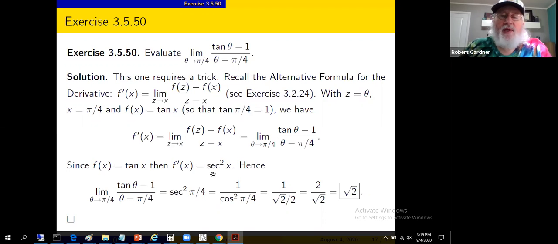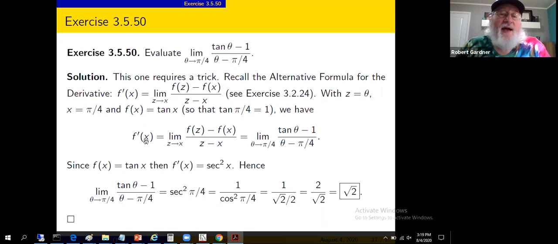Derivative of tangent, that was secant squared. Get these in your head because you're going to use them a lot. If you'll do the homework, you won't be able to avoid getting these in your head because you're going to use them so much. But yeah, the derivative of tangent is secant squared. Okay, so we've got secant squared x, and what was x in our choice? Pi over 4. So this limit must equal secant squared of pi over 4.